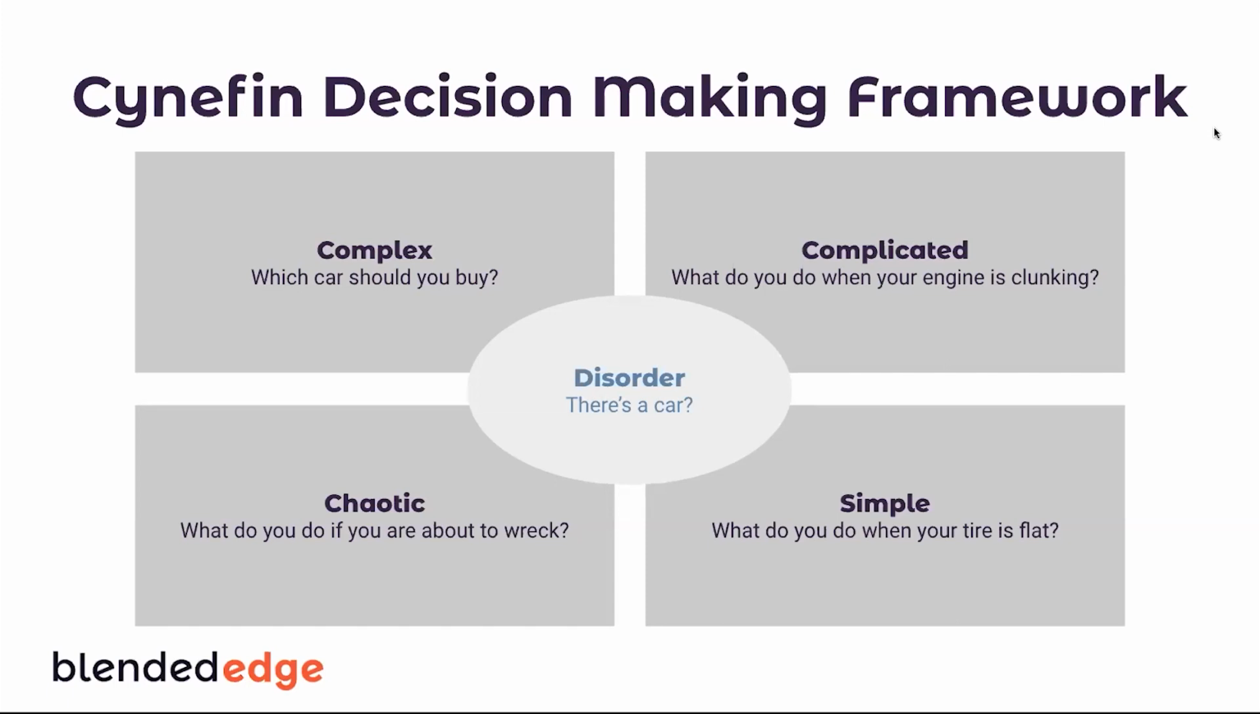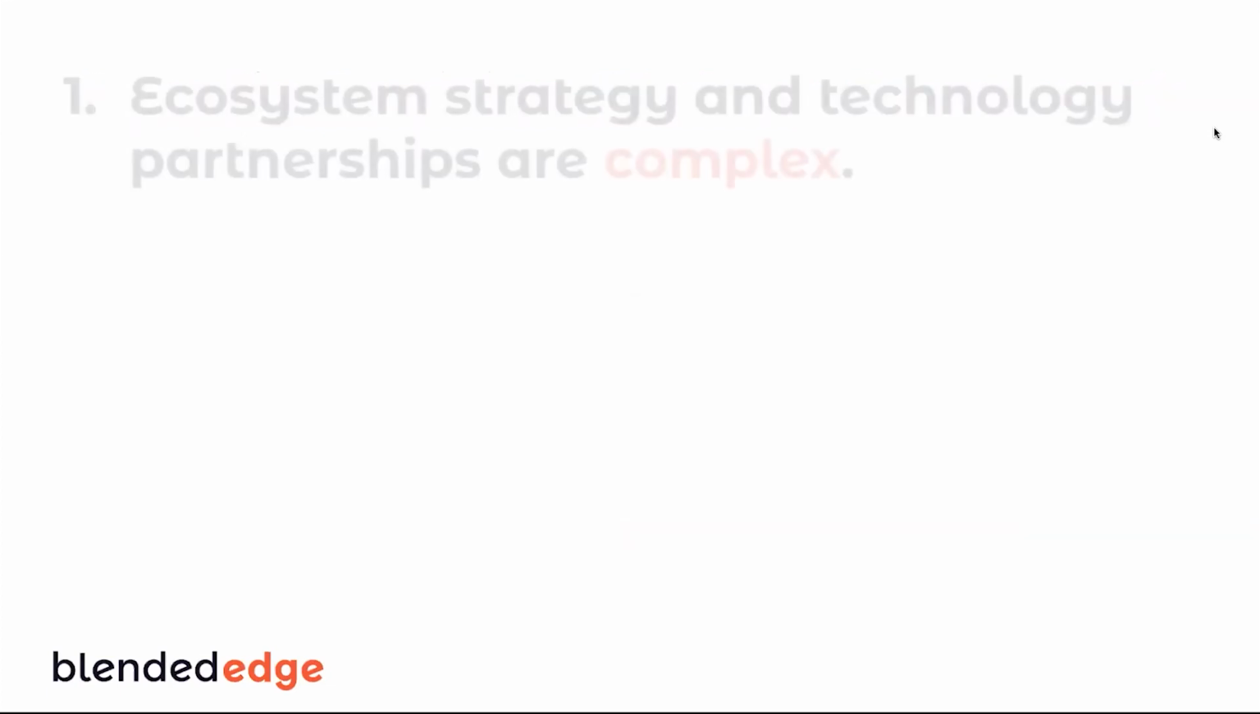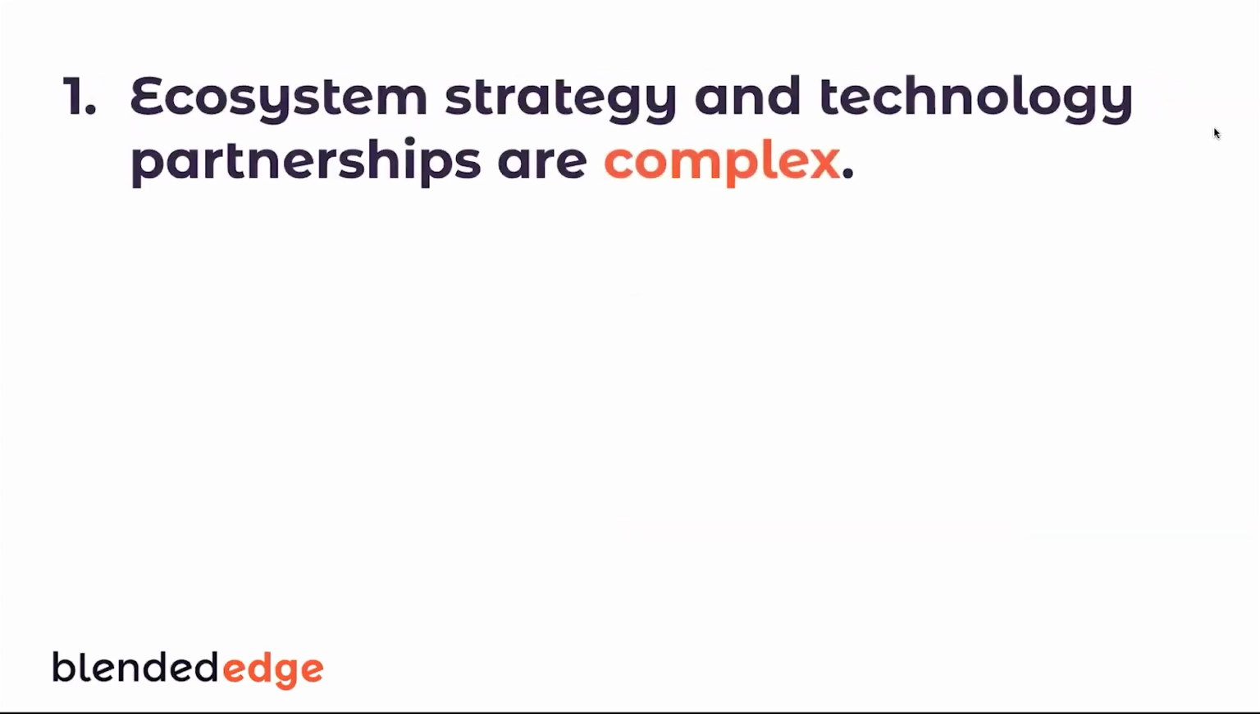Now, this is kind of grad schooly, but I wanted to share it because there's a couple points related to what we're going to talk about here today that come out of this. One is that building an ecosystem strategy and technology partnerships are a complex problem. You're dealing with relationships, you're dealing with business models that you're trying to bring together to solve common goals. That's a challenging thing to do, and it's generally a complex problem. I'm sure everybody on the call knows this, being in this world all day, every day.